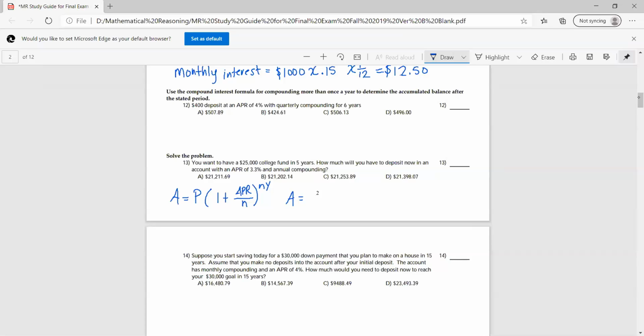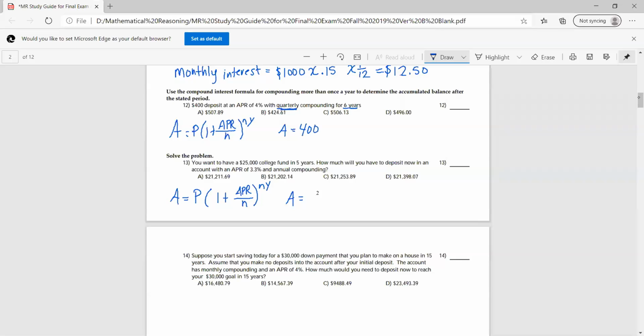So sorry, let me go back up here. We're going to use the same one. I went straight to 13. Let me go back. We're using the same formula for this one up here. But on problem number 12, it says we've got $400 and we're depositing it at an APR of 4%, and with quarterly compounding, which means it's going to happen 4 times a year, and we're doing this for 6 years. Okay, so that's going to end up being $400.